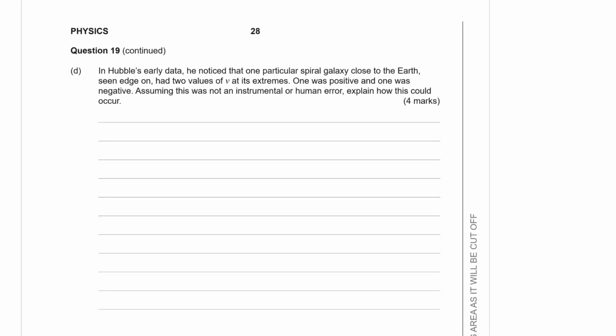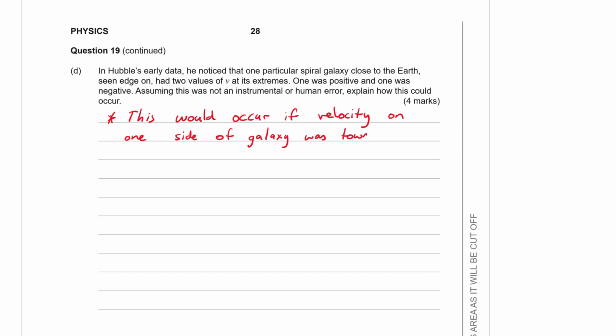Okay, cool. So part D is talking about a spiral galaxy that's close to Earth, and when you look at it edge on, one of the velocities measured was positive and one was negative. So they're asking us to explain how this could occur. If you consider circular motion, you'd expect one side of the orbit to be traveling in the opposite direction to the other. So this is how I've answered it. I've said this would occur if the velocity on one side of the galaxy was towards the Earth and away from the Earth on the other side. And that's consistent with orbital motion within galaxies, where one side moves in the opposite direction to the other.